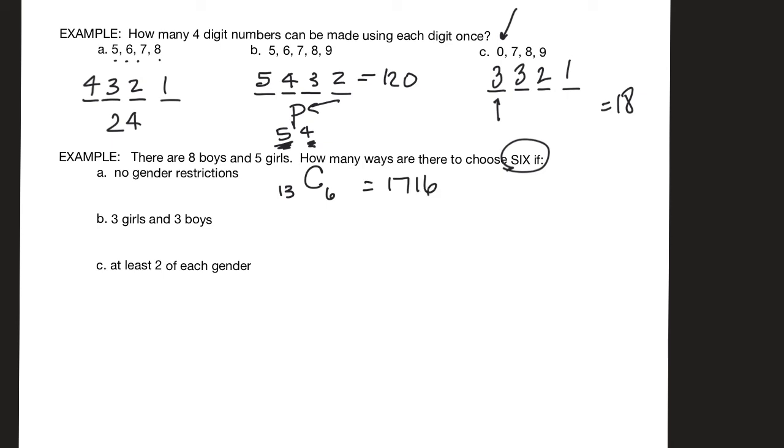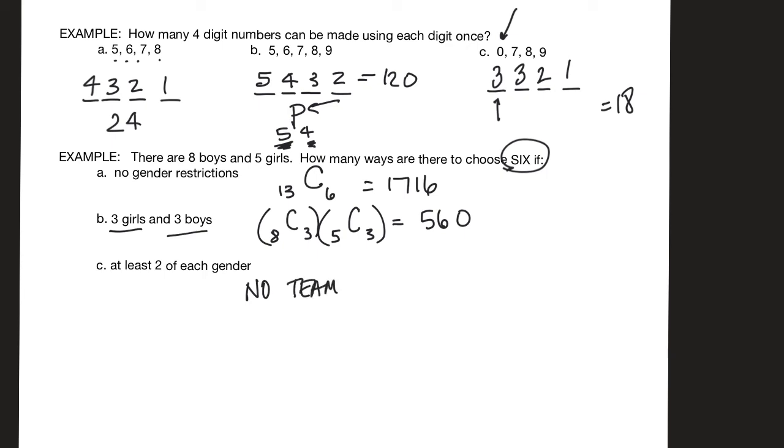Now sometimes we want 3 and 3, right? We want a nice, perfectly balanced group. So out of the 8 boys, we're going to choose 3, and out of the 5 girls, we're going to choose 3. And if you multiply these two together, you should get 560. Then the last one says at least 2 of each gender. What that means is you'll have no teams with all one gender.